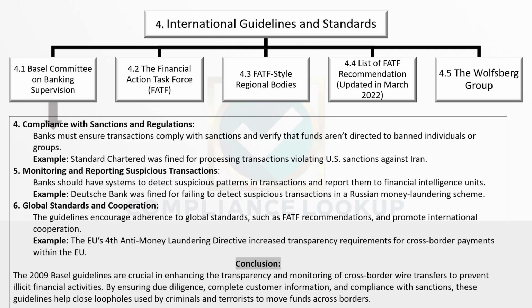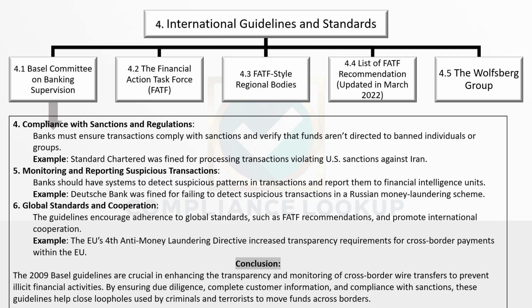Real example: in 2014, Standard Chartered was fined $300 million for processing transactions that violated US sanctions against Iran. The bank failed to properly monitor cover payment messages in cross-border transfers, allowing funds to flow to sanctioned entities. In one case, a transaction involved a US dollar payment from Iran routed through an intermediary bank in Europe, bypassing US sanctions.